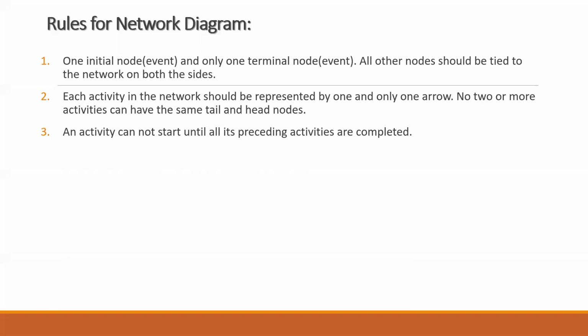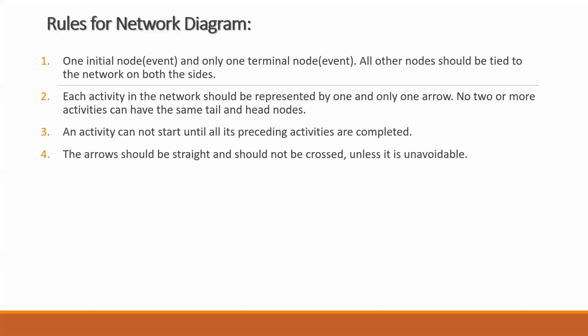The third rule says that an activity cannot start until all its preceding activities are completed. The network should clearly depict the predecessor and successor relationship between the activities, and it should indicate the logical progression of the activity. That is, it should move from left to right in direction. It cannot be the other way. It cannot start from the right side and move to the left side. That is one important thing.